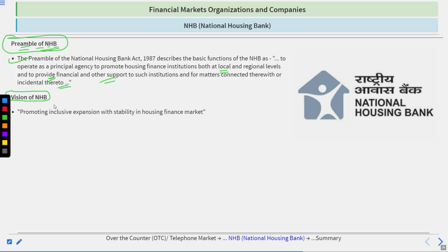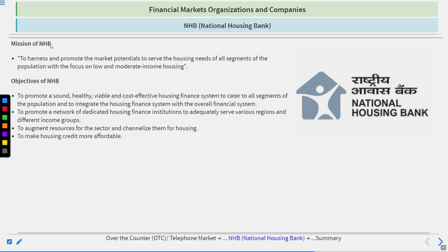What is the vision of NHB? Promoting inclusive expansion with stability in the housing finance market. Now, what is the mission of NHB? To harness and promote the market potential, to serve the housing needs of all segments of the population with the focus on low and moderate income housing.